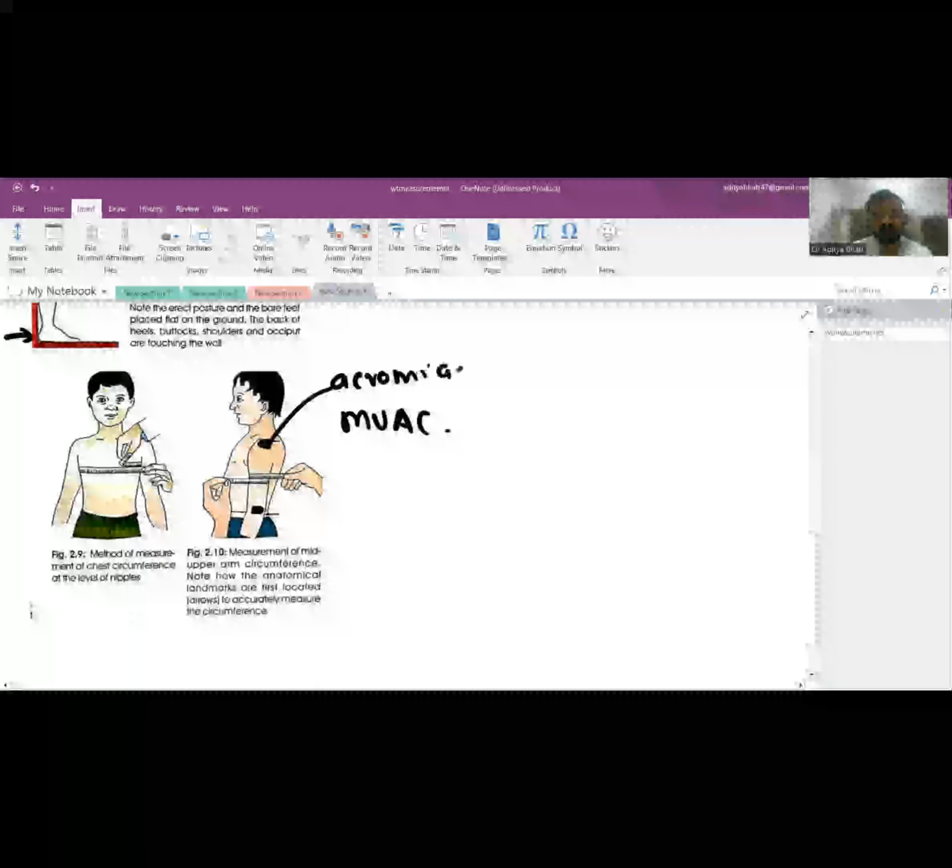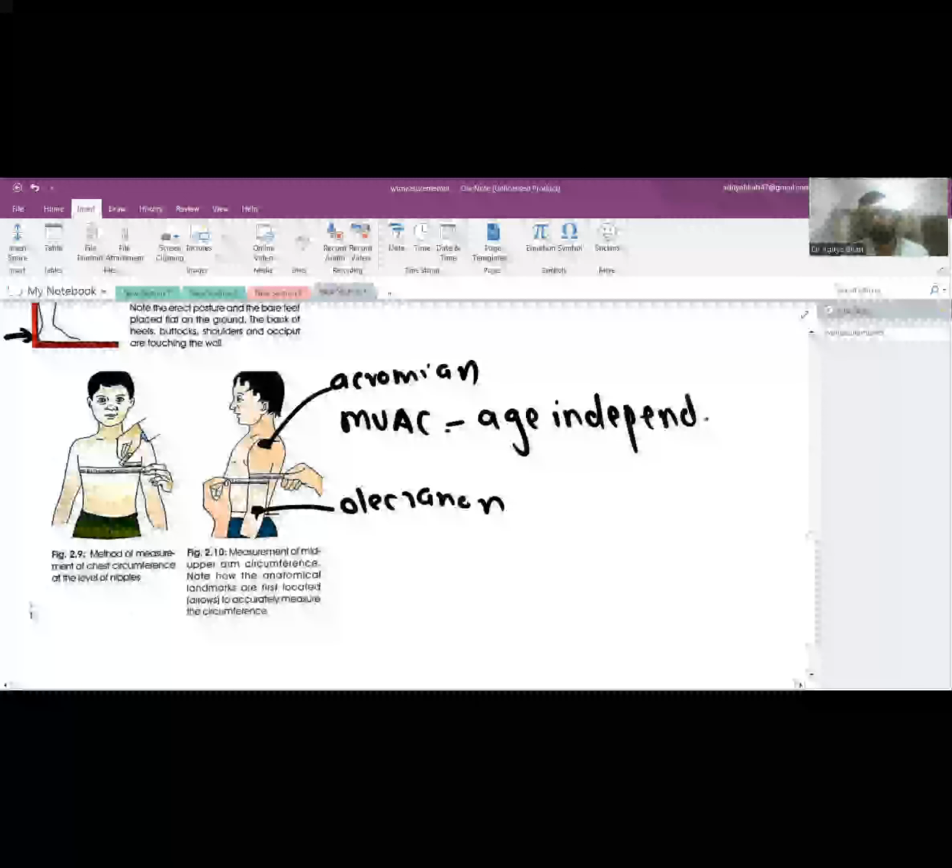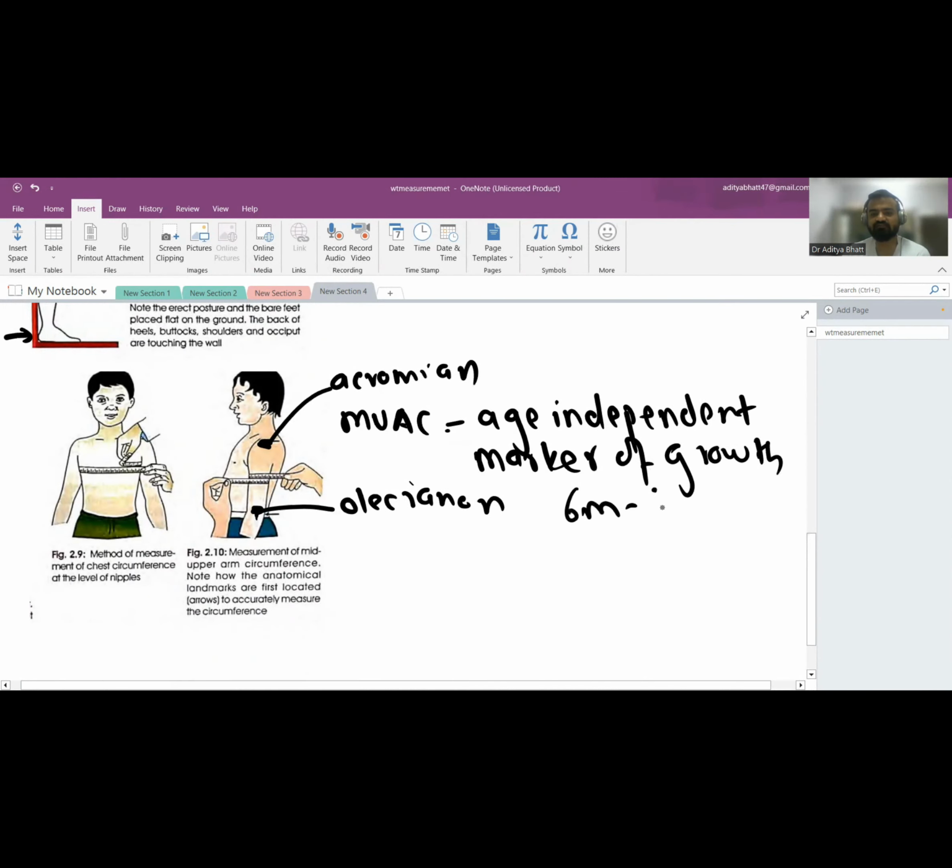This is the measure of MUAC, and it is measured at the halfway point between the acromion process and the olecranon process. At that halfway point, we see the mid upper arm circumference, and it is, as you know, an age-independent marker of growth, and it is usually stable between 6 months to 5 years of age. So it is an important criterion for severe acute malnutrition in the patient.